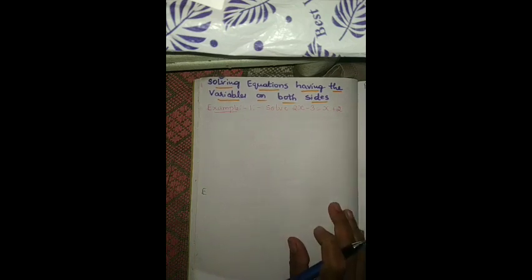We were discussing, before the holidays, the lesson linear equations in one variable. Under that lesson, today we are taking up one topic, solving equations having the variables on both the sides. We have taken one example, example 1. Shall we start with that? Example 1, solve 2x minus 3 equal to x plus 2.